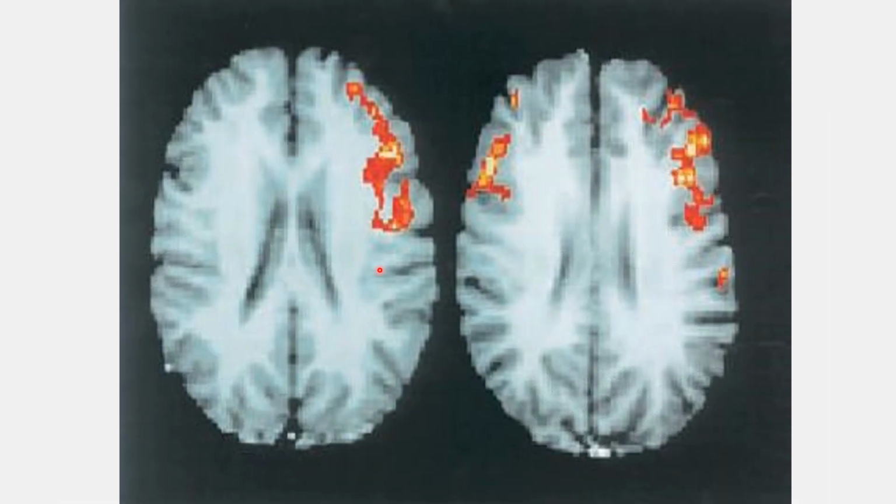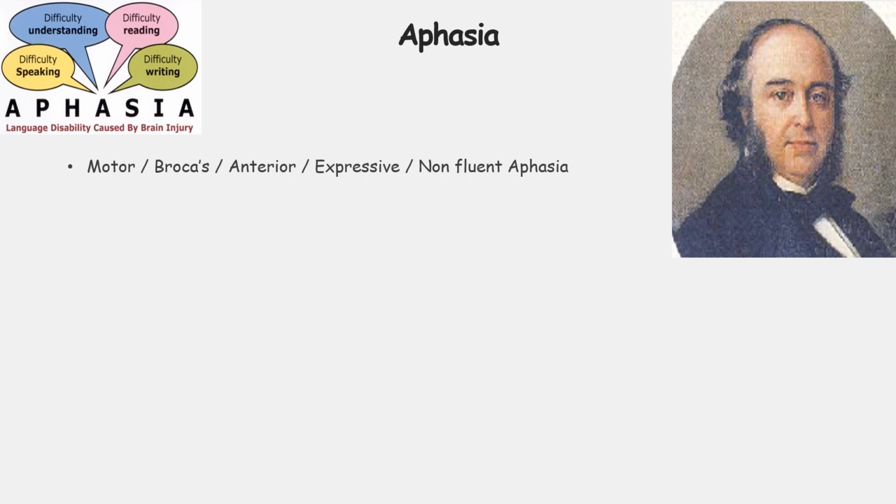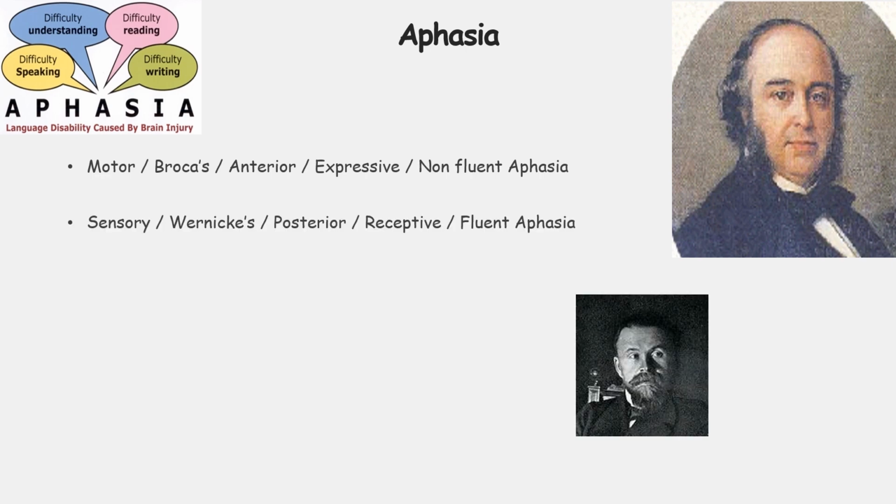This is the image of the functional MRI. Aphasia is when there is difficulty in speaking, understanding, reading, and also writing. There are two major types of aphasia. One is motor aphasia, or Broca's aphasia, anterior expressive aphasia, or non-fluent aphasia. The other one is sensory aphasia, or Wernicke's aphasia, posterior receptive or fluent aphasia. So these are the two types of aphasia.